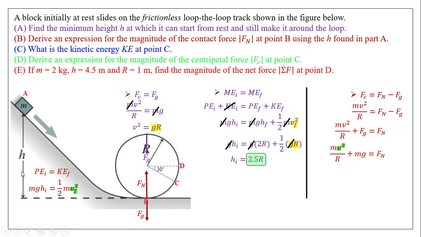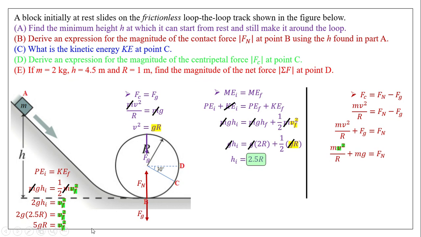All right, other than that, I'm just going to say PE_i is equal to mgh_i. KE_f is just 1/2 mv_f squared. Once again, mass cancels out here. And then here, to get v_f squared by itself, I would multiply both sides by 2. So I'm just going to move the 2 in the denominator on the right side up to the top left numerator. So 2gh_i, but h_i we already found in part A, which is 2.5 times r. So here I'm just going to substitute out h_i for 2.5r. As you can see, 2 times 2.5 will give us 5, and then that'd be 5gr. So v_f squared itself will equal 5gr.